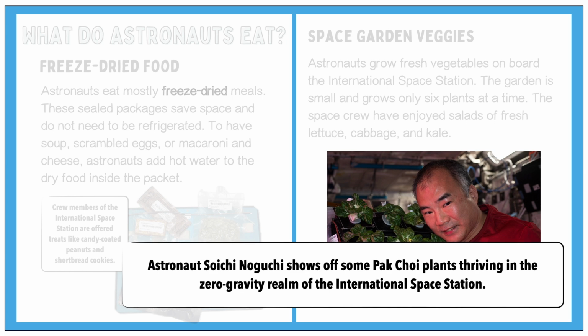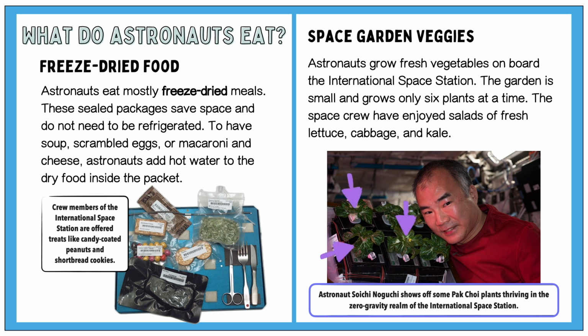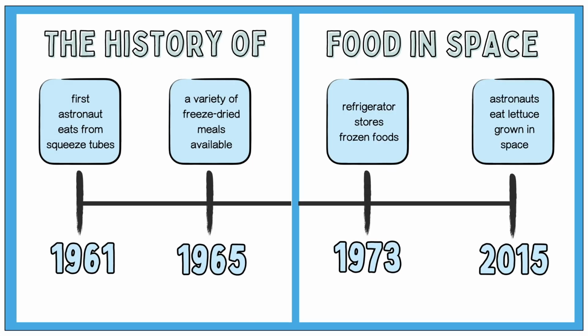Astronaut Soichi Noguchi shows off some pak choi plants thriving in the zero-gravity realm of the International Space Station. So, through this caption, we can tell that the vegetable in this picture is called pak choi, and this helps us understand even more about the types of vegetables that are farmed in space. We're learning so much from these features. Let's see what's on the next page of the book.